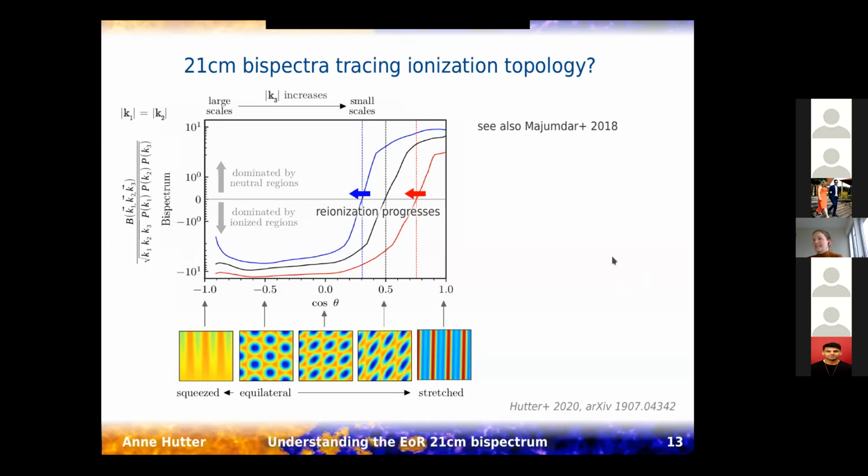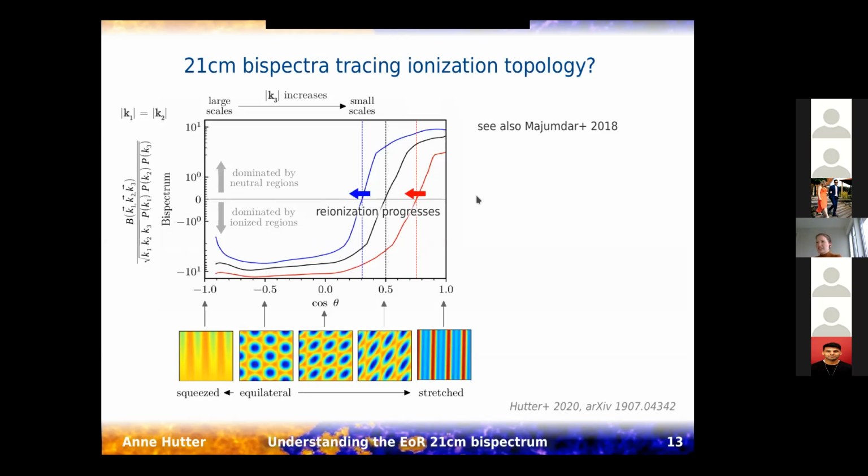So what we are seeing here is indeed what we already thought: if we have equilateral shapes, our bispectrum will be negative. Again, to remind you, everything negative is dominated by ionized regions. What is positive is dominated by neutral regions. And what we find is that on very small scales, the bispectrum is positive. On all other scales, it's mostly negative. And as reionization progresses, as the universe becomes more ionized, this sign change shifts to larger scales.